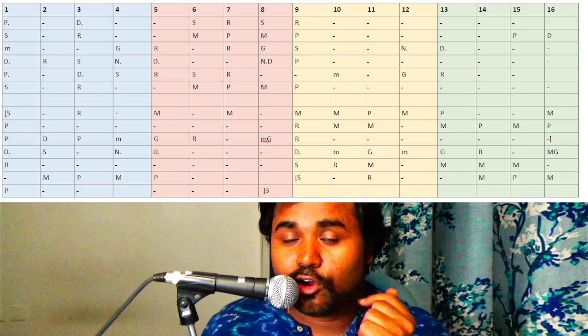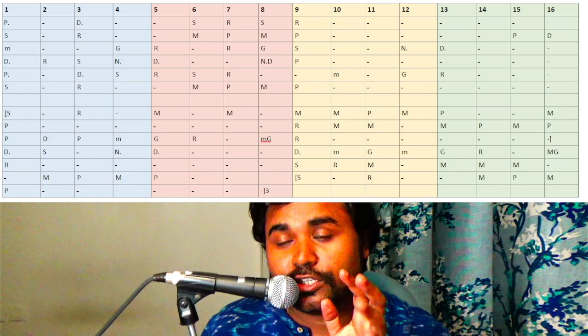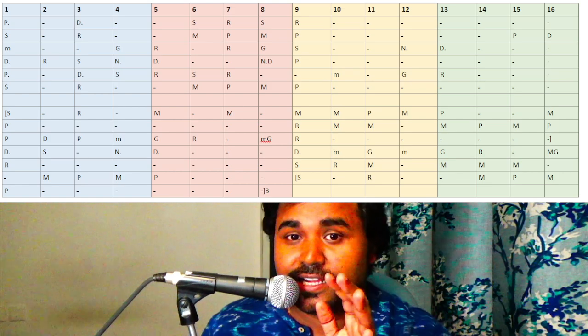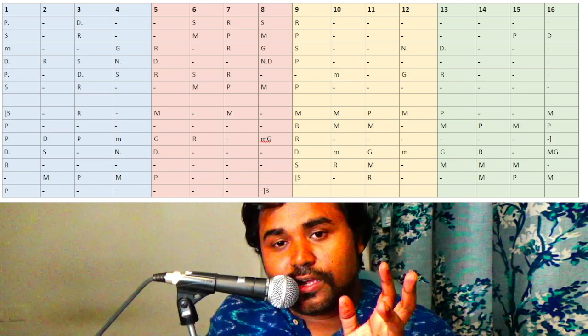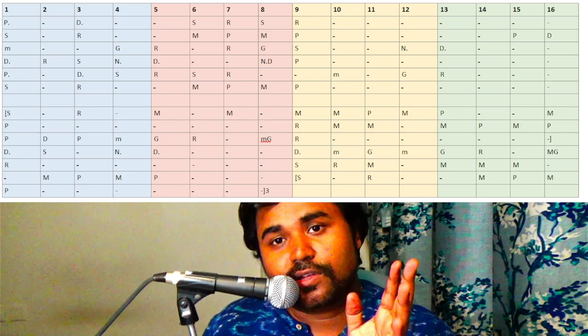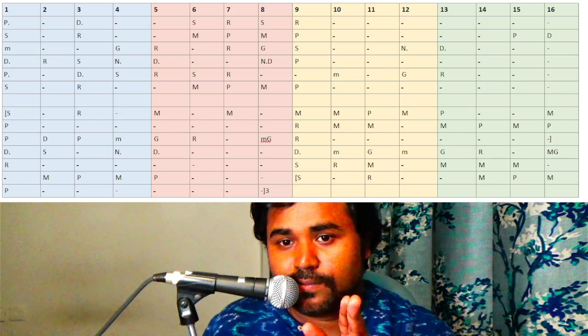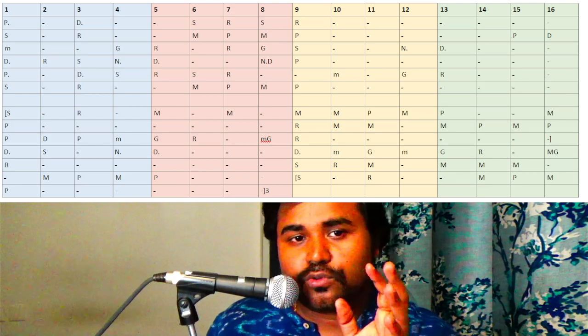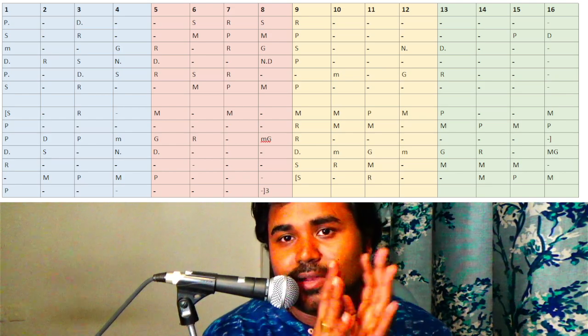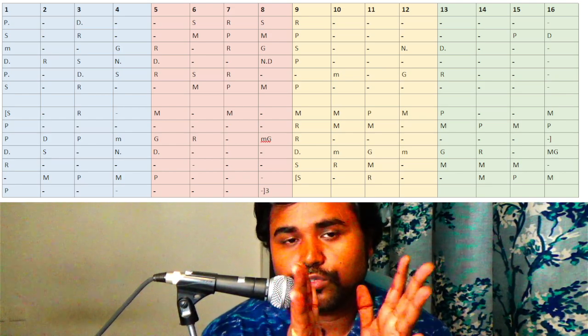Pa Ni Dha Ni Sa Re, Sa Re, 1 2 3, 1 2 3 4, Sa Re of Ma Pa. Now I have marked the Tivra Madhyam here as capital M. Shuddha Madhyam I have marked as small m. Okay. So how does it work? Let me go a little slow.